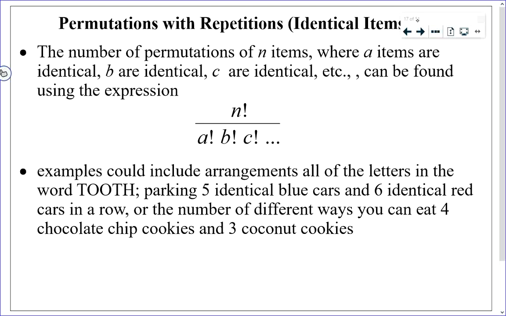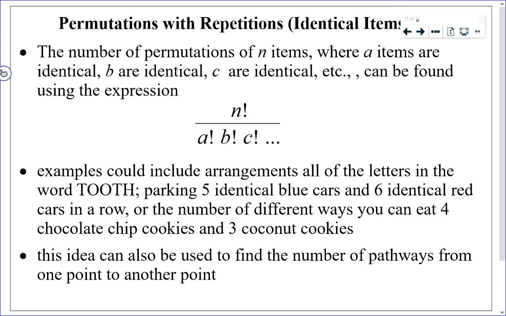If I wanted to park 5 identical blue cars and 6 identical red cars in a row, well, that would be 11 factorial, except for the fact that 5 of the cars are identical and 6 of the cars are identical. So it would actually be 11 factorial divided by 5 factorial and also divided by 6 factorial. There's lots of different illustrations. If I had 4 chocolate chip cookies sitting in front of me and 3 coconut cookies, and I wanted to eat all 7 cookies, the number of different ways I could eat them would be 7 factorial, but I would need to divide by 4 factorial and 3 factorial.